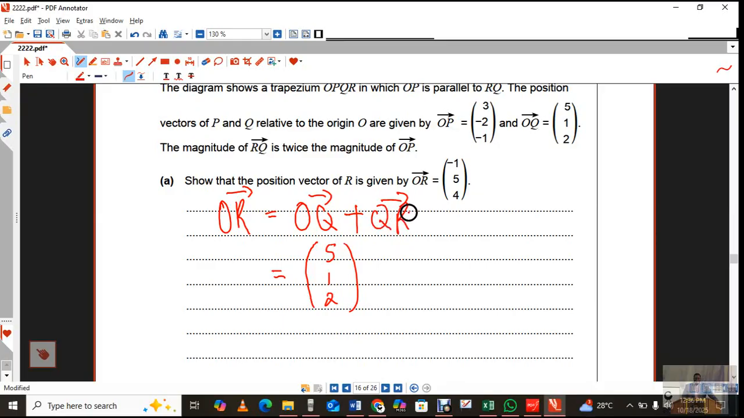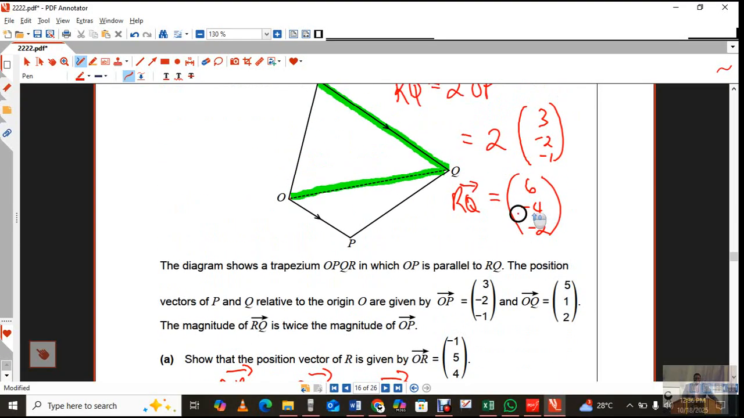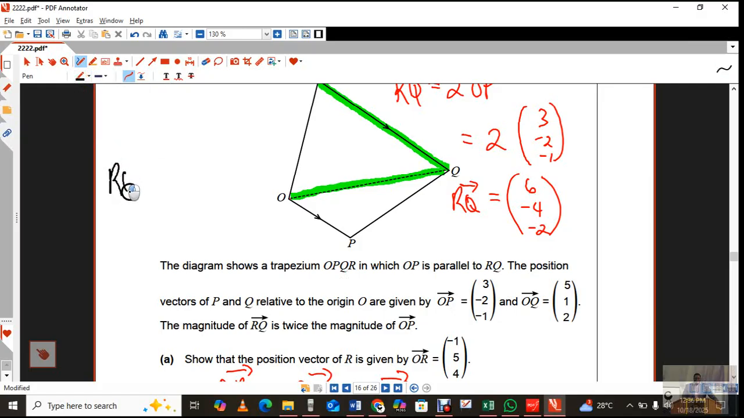Now QR, I have calculated here RQ. So from this, if I have to find QR, it's just going to be the opposite of that. So RQ is equal to negative QR. Very important that you understand that. So my QR, therefore, if I switch RQ, multiply that by negative, this is going to be a negative 6 now. This one is going to be a positive 4, and this one will be a positive 2, right? So that is what I'm going to bring.